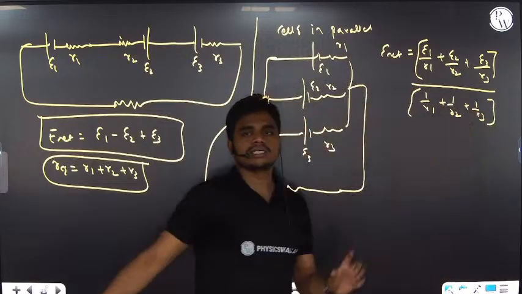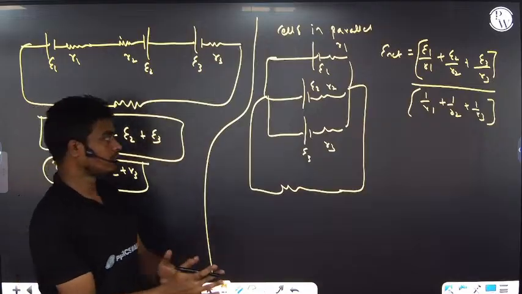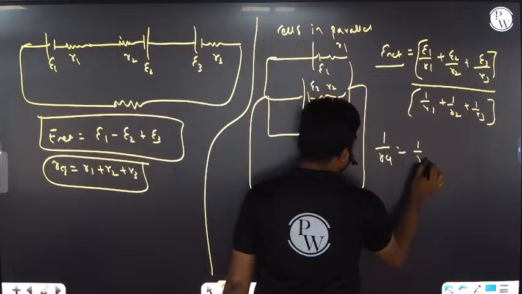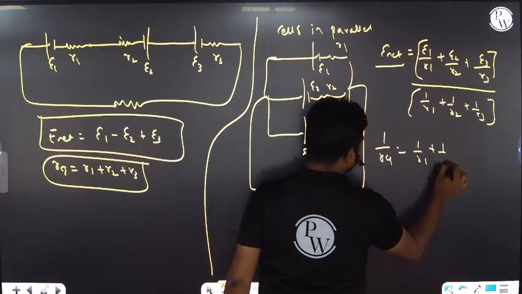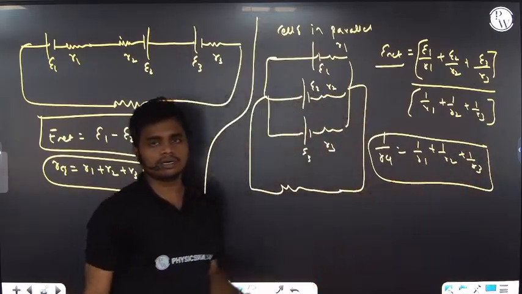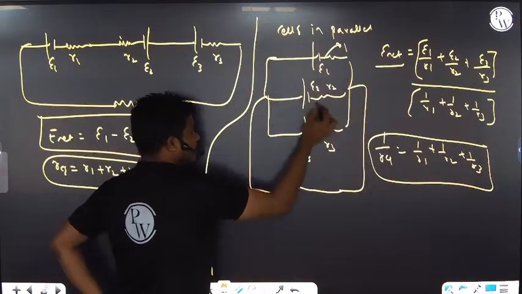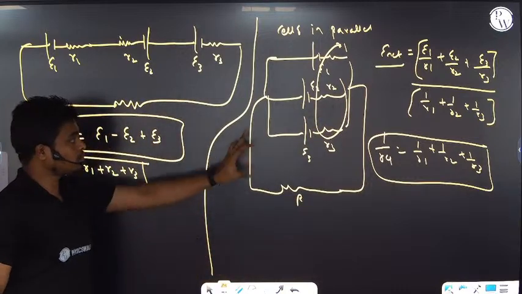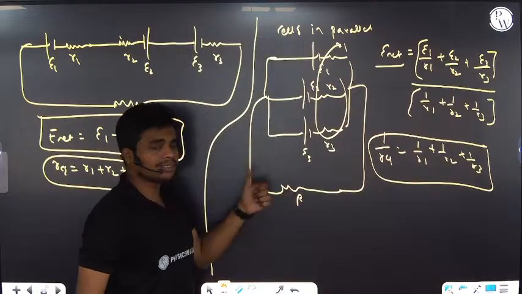So this is cells in parallel combination. Net EMF in parallel combination. And what is R equivalent? All are connected in parallel, so 1 by R equivalent is 1 by R1 plus 1 by R2 plus 1 by R3. So this is the R. Now this R equivalent and this external resistance will always be connected in series combination. Remember this: all this is a parallel combination, and this one will be in series.